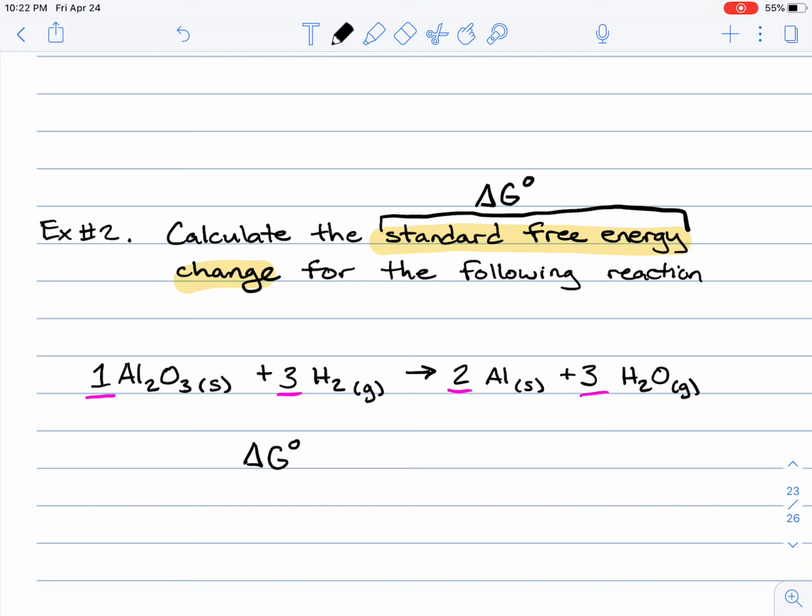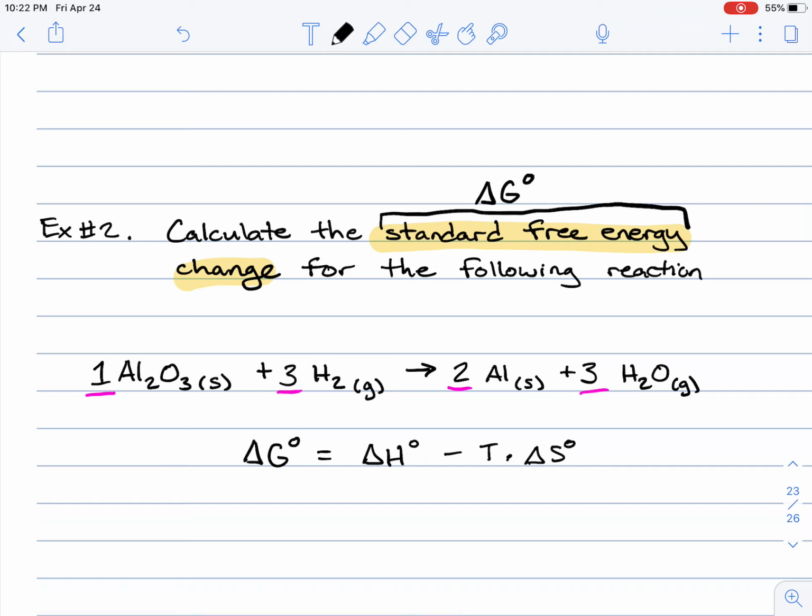And so one way that we've learned how to calculate delta G naught is to look at the enthalpy values and subtract that by T times delta S under standard conditions. And so if this is the equation that we're going to be using to calculate the standard free energy change, then that means that we need some type of enthalpy value, and we need the entropy value, and we need temperature. So let's talk about temperature real quick.